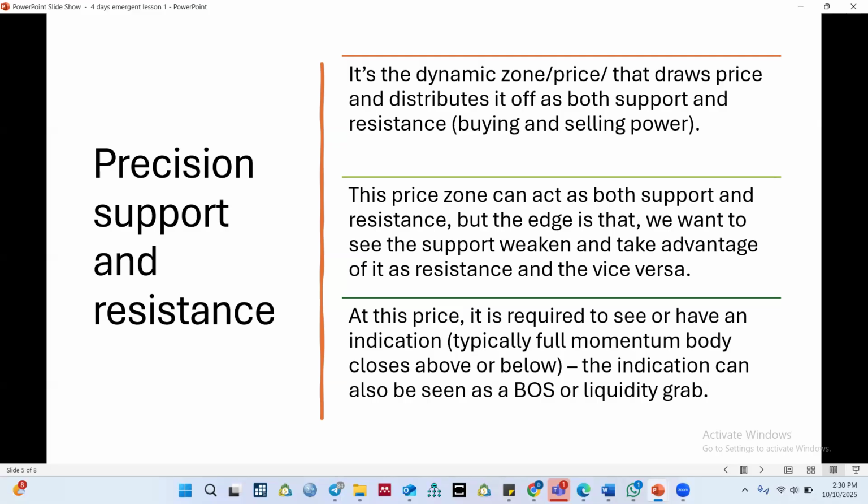So the BOS and the liquidity grab aspect is a little bit complex, but what I just want you to learn from here is that we are required to see a momentum body close always at this precision support resistance line. And that means that there should be a full body close below or above.